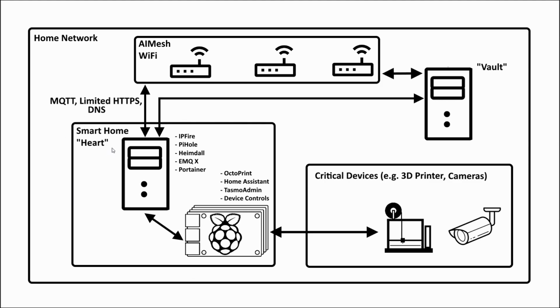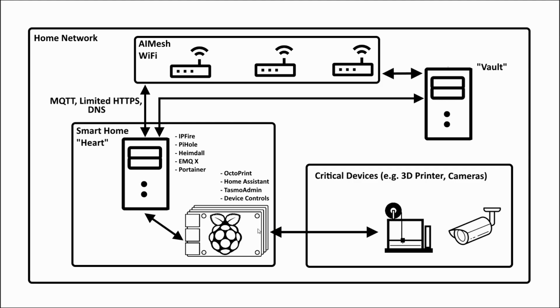So right now we have this new heart, I need to come up with a name for that, with very limited access to the Wi-Fi, and instead inside a self-contained system of one bigger machine that has those VMs with IPFire, Pi-hole, and in Docker running Heimdall, EMQX, Portainer, whatnot. Then behind IPFire, as an even more secure part, there is the Raspberry Pi. I'm not calling it a cluster anymore, but still it's something like a cluster. So it has running Octoprint, Home Assistant, TasmoAdmin, and it has some device control software.